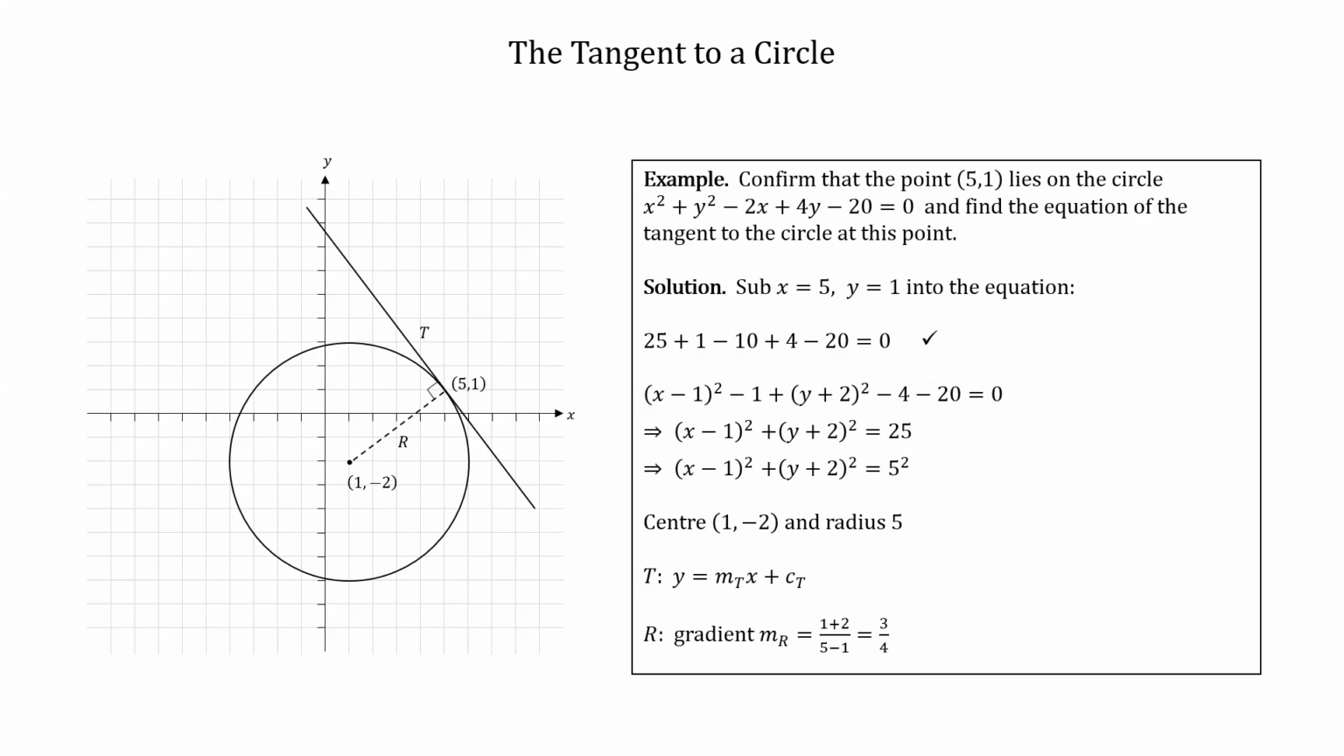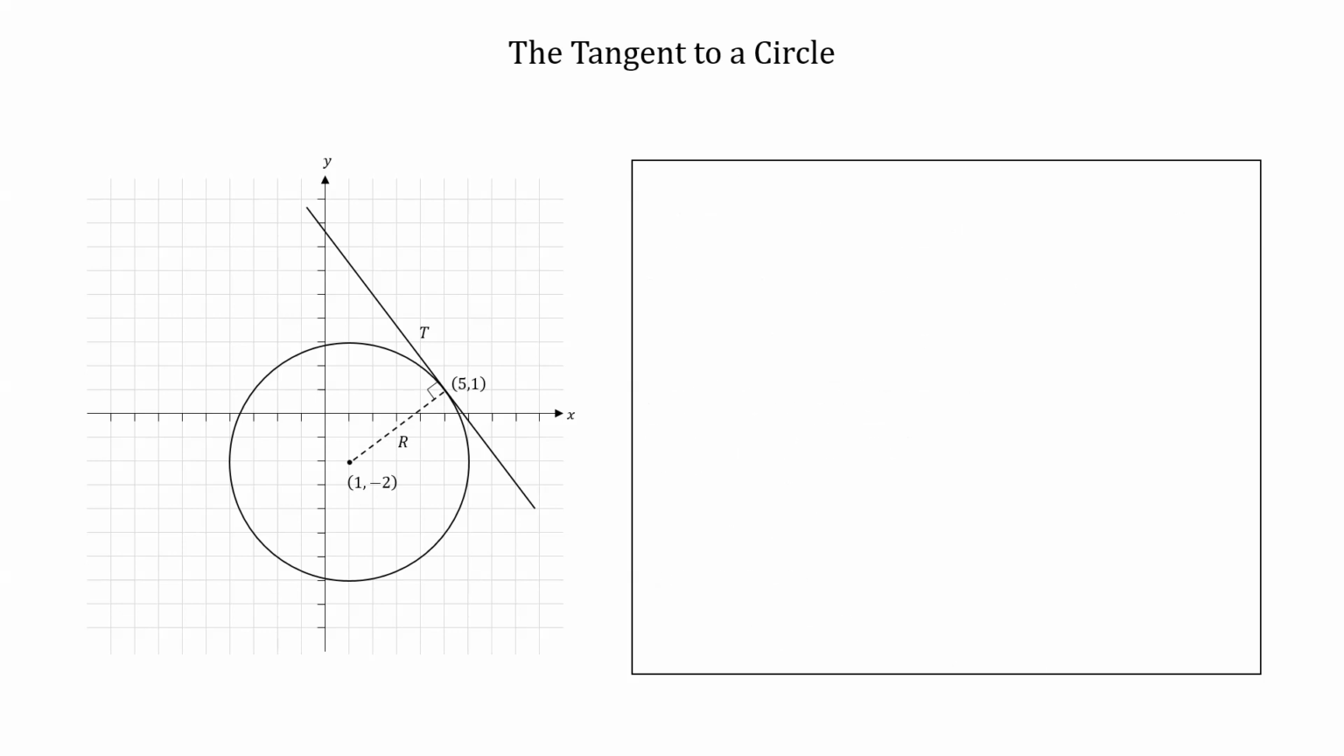But as we've already covered in a previous video in this series, if we have two perpendicular lines, then the product of their gradients has to be -1. So therefore, the product of the gradients of these two lines, m_t times m_r, equals -1. But we just said what m_r was, it's 3/4, so this tells us that 3/4 times m_t equals -1. And if we rearrange that, we get m_t = -4/3. So the gradient of the tangent line is -4/3.